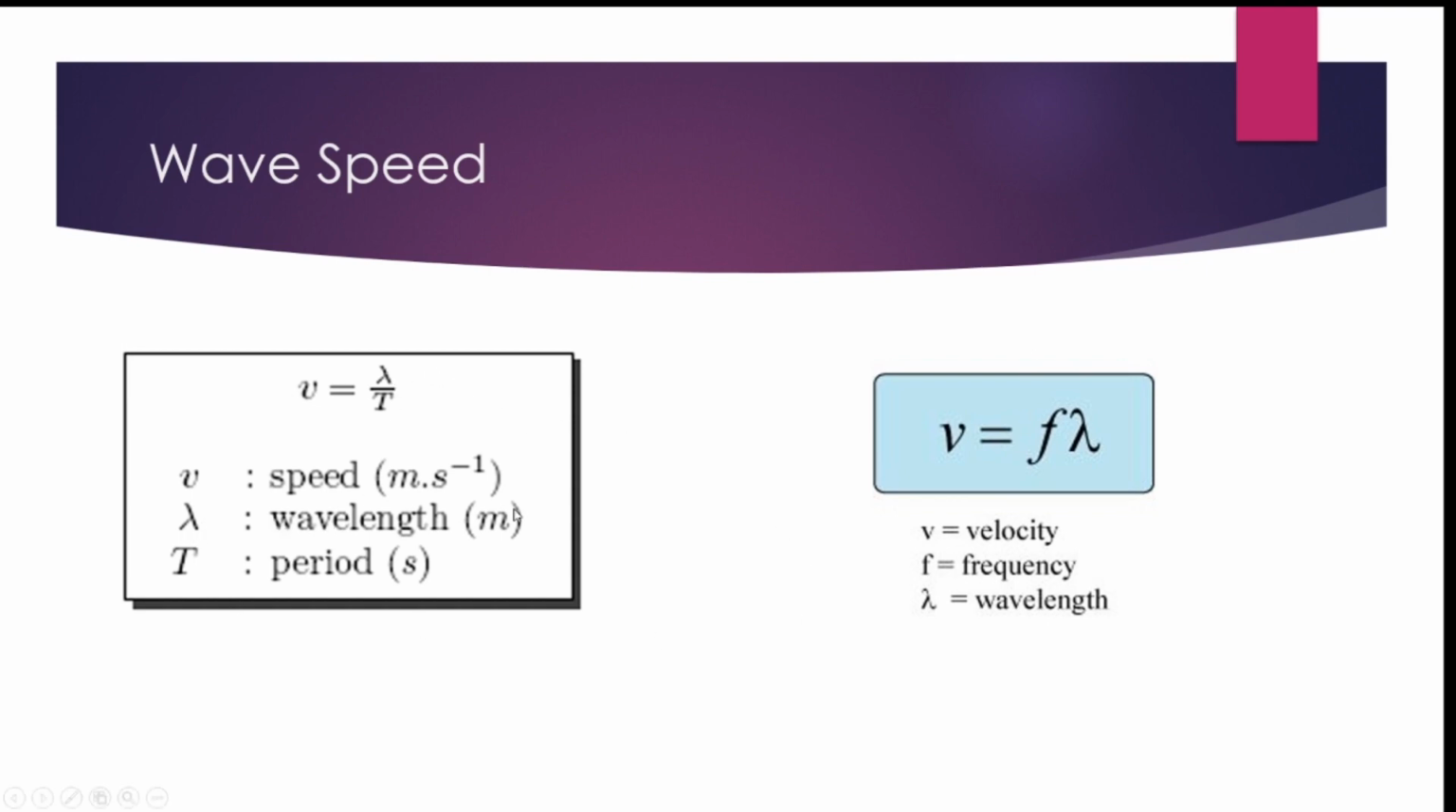Now lambda represents wavelength, which is measured in meters. And then we're going to divide that by period. Now what period is, is how long it takes one wave to go past a certain point.